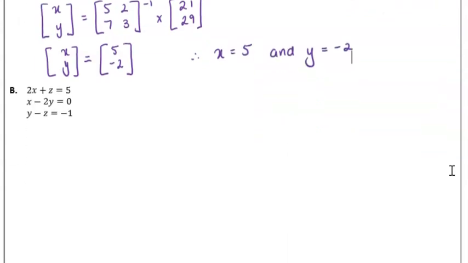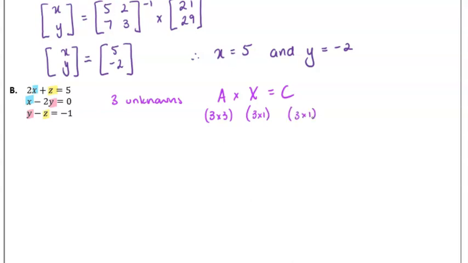If we have the scenario where we've got 3 equations, like in example B here, firstly just check how many pronumerals or how many unknown values do I have. So I can see that there is an x, there is a y, and there is also a z. So I've got 3 unknowns. And so that means my setup of A, X, C is going to be a 3 by 3. My pronumerals are going to be in a 3 by 1 column, and my answers are also going to be in a 3 by 1 column.